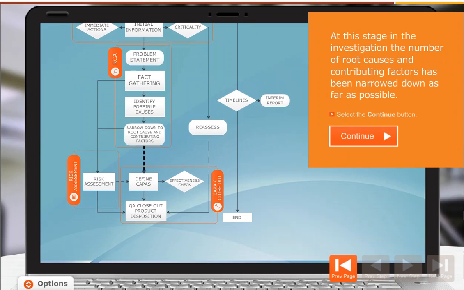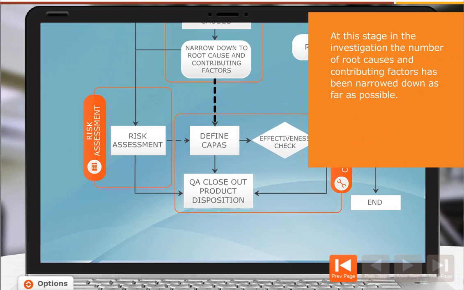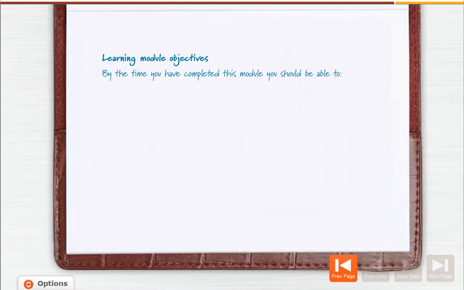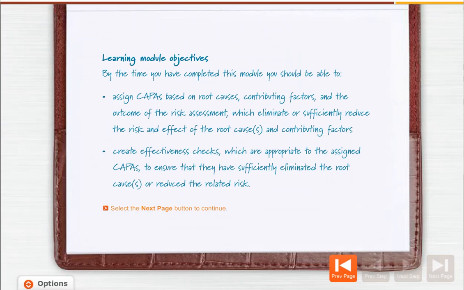At this stage in the investigation, the number of root causes and contributing factors has been narrowed down as far as possible. By the time you have completed this module, you should be able to assign CAPAs which eliminate or sufficiently reduce the risk and effect of the root cause and contributing factors, and create effectiveness checks which are appropriate to the assigned CAPAs.